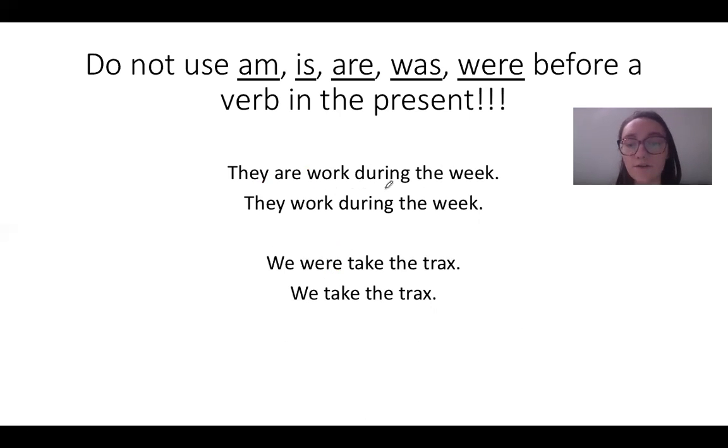They are work during the week. Nope, get rid of the are. They work during the week. We were take the tracks. You just say we take the tracks, right? Because you want to make it simple present tense. Now, if you use were because you're trying to make it past tense, then you use different orders, right?